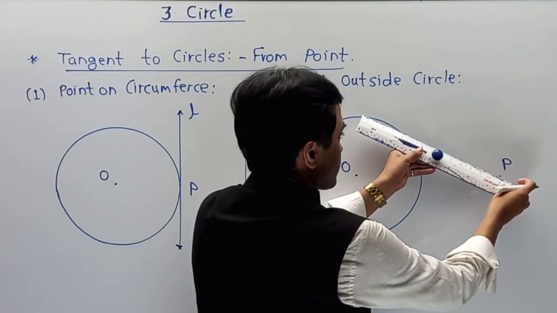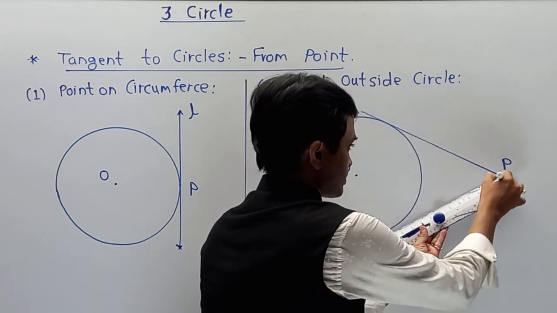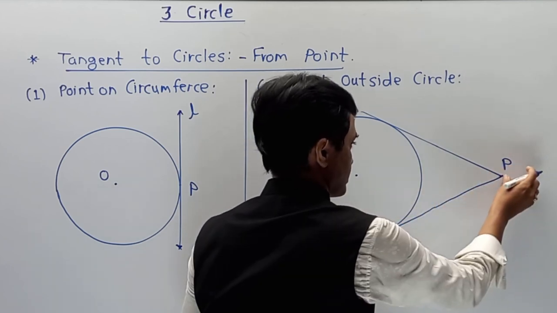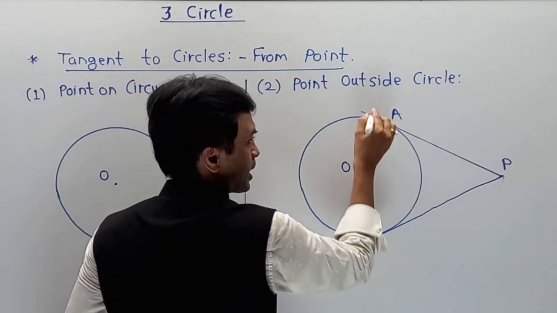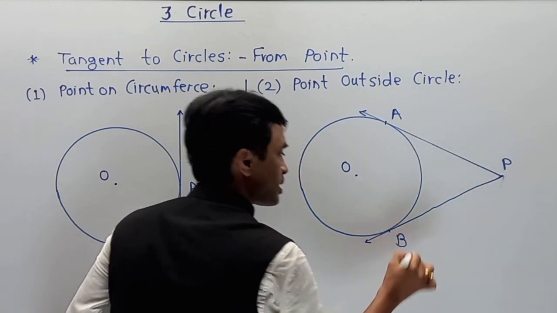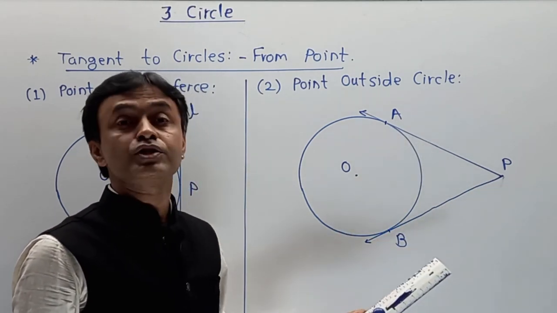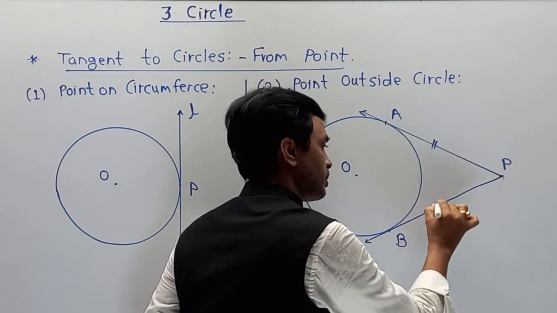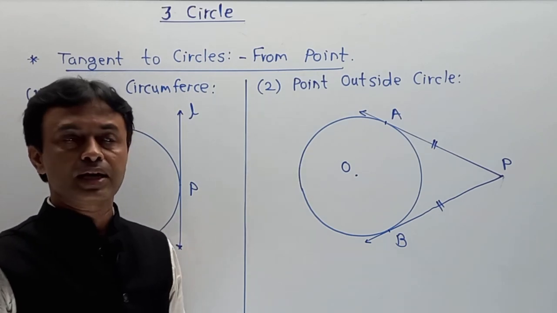Here is the diagram of the tangents. From this diagram you can see that PA is one tangent and PB is another tangent, and the speciality is that both the tangents are always congruent. Means here tangent PA is congruent with tangent PB. Actually this is a proof in your syllabus. Just as a basic part, I am taking a quick revision.